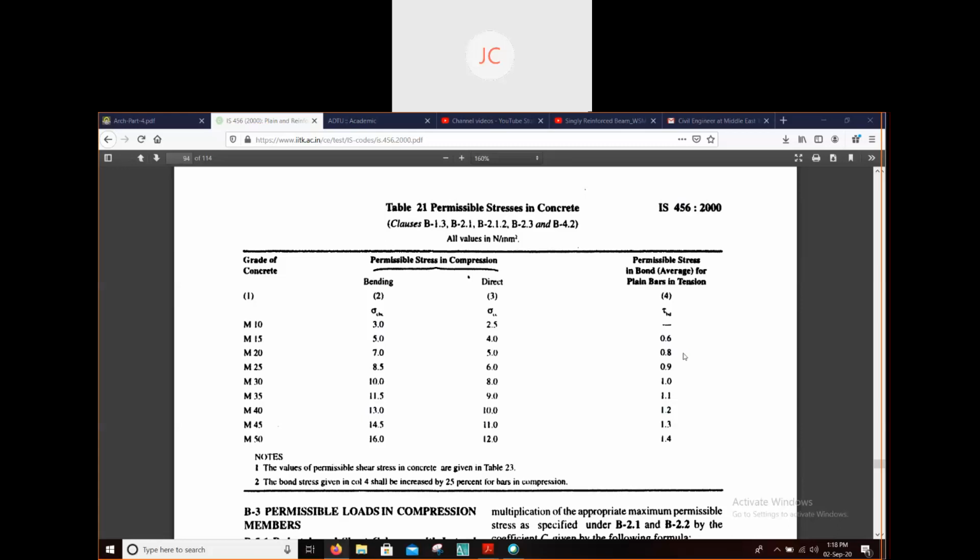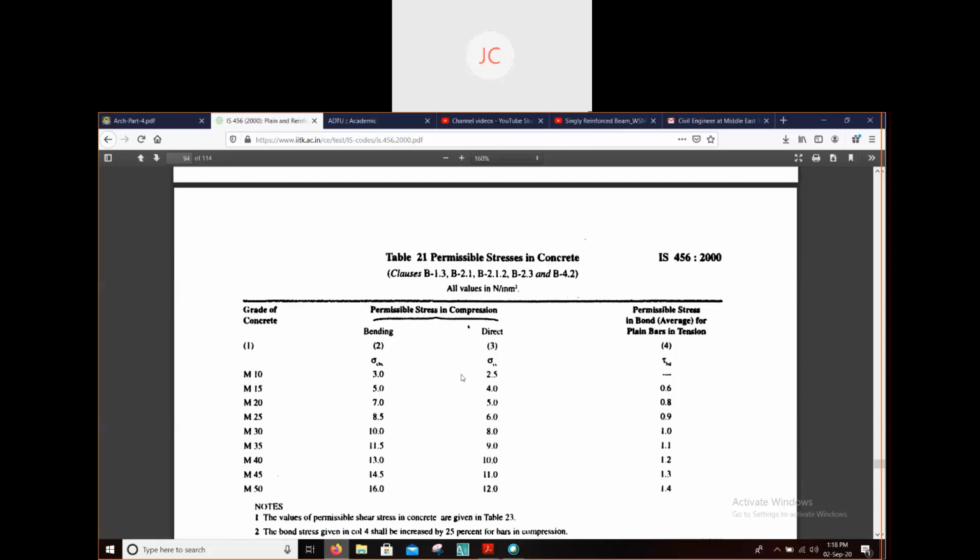Okay, so now let us discuss the example again. Since in this question M20 grade of concrete is given, the sigma CBC value will be 7 Newton per millimeter square. This I have told you before also. And your mild steel bar is given. Mild steel bar means you have to understand Fe250.